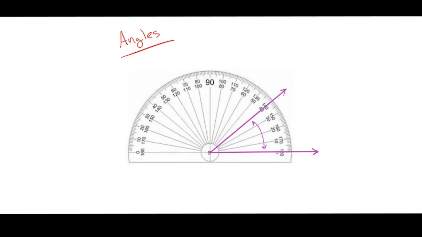Well, I got my vertex put right there in the crosshairs on the protractor, and I'm going to notice that my ray goes right through these numbers here. It goes through 140 and 40. Well, this angle is the smaller of the two angles that could possibly be going through there. So I'm going to say that this is 40 degrees.